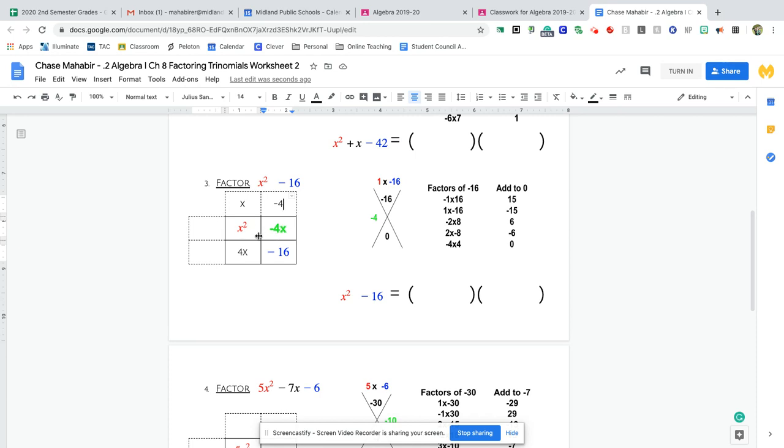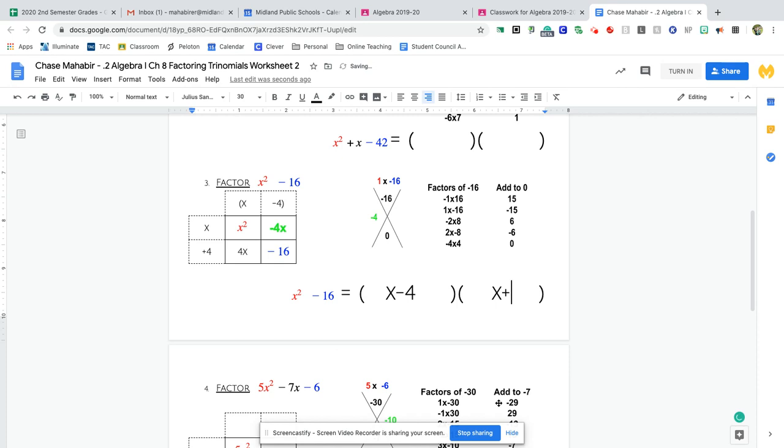Now I'm going to work horizontally. I need the greatest common factor of x squared and negative 4x. That's going to be x. Then I need the greatest common factor of 4 and negative 16. That's going to be positive 4. So I'm typing those into those boxes. Now my last step is to go up here and take this portion that I have up here, x minus 4, and type it into my answer. And then I take this portion that's here, and I type it into my answer, x plus 4.